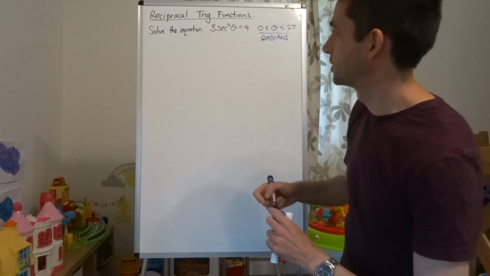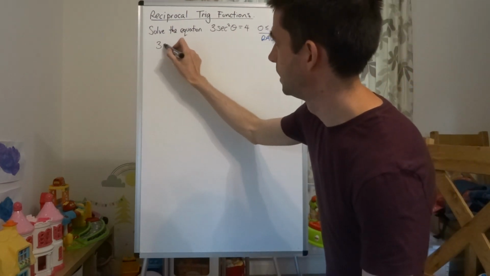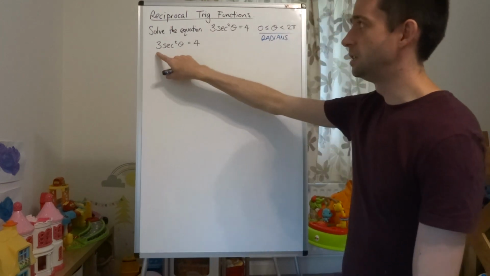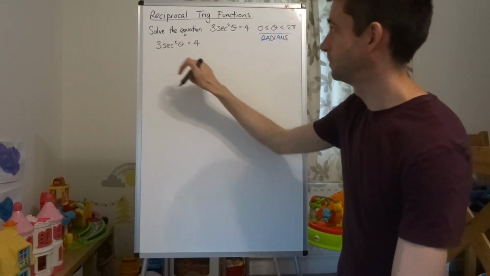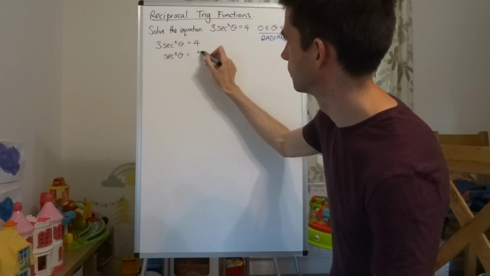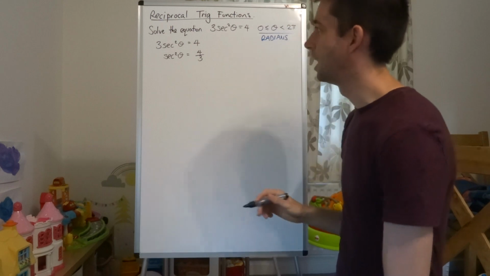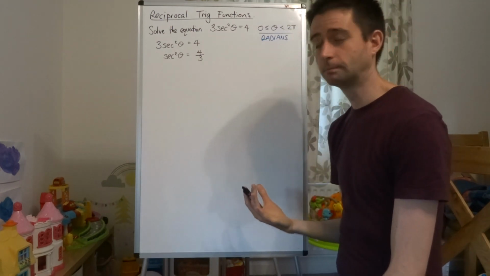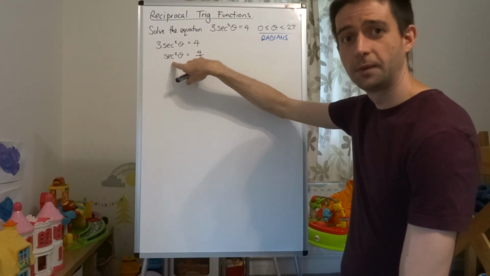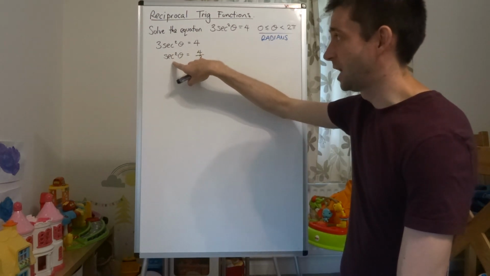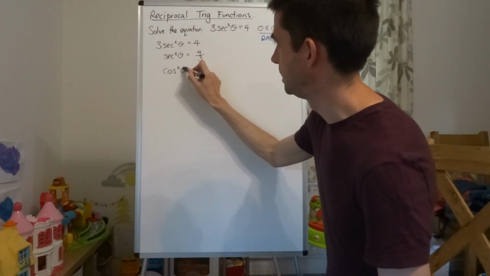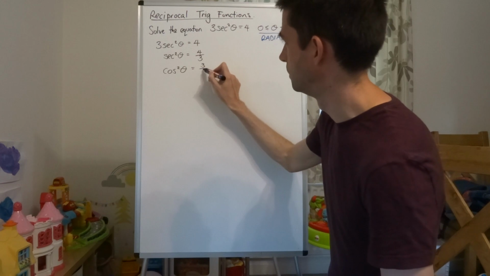Now, 3 sec squared theta equals 4. Just as with the previous one, we're going to need to divide by the 3 first, to give you 4 over 3. Now we can take the reciprocal because we have sec, and the reciprocal of sec is cos, so I can now write that cos squared theta equals 3 over 4.